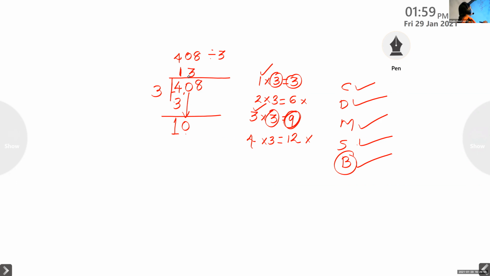What is the next step? Division is over because we got the quotient. Next step is multiplication. 3 threes are 9. 10 minus 9, what will you get? 1.